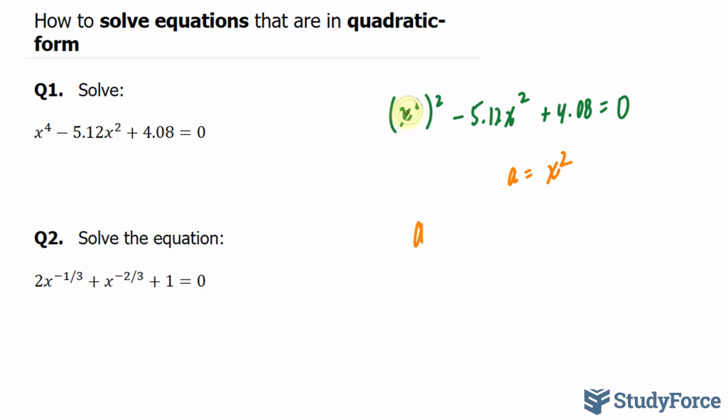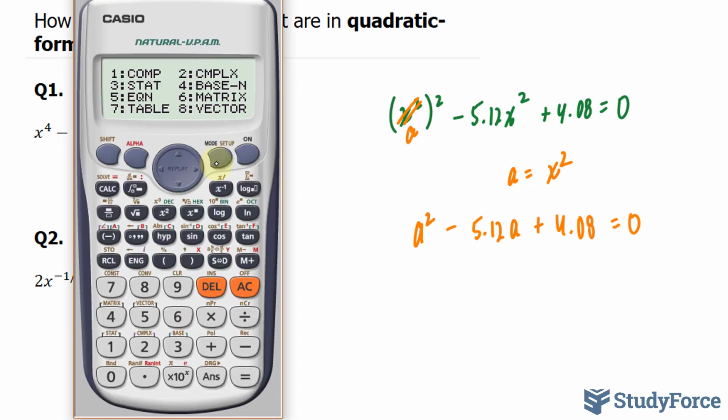I have a to the power of 2 minus 5.12a plus 4.08 is equal to 0. We now have a quadratic equation which we can solve by the quadratic formula. I won't use the quadratic formula; instead I'll use the function on my calculator, and it can be accessed by clicking mode 5 and then 3. Let's put in our coefficients: 1, negative 5.12, and 4.08. Now mind you, you can do this by hand using the quadratic formula. You'll end up with the same answers.